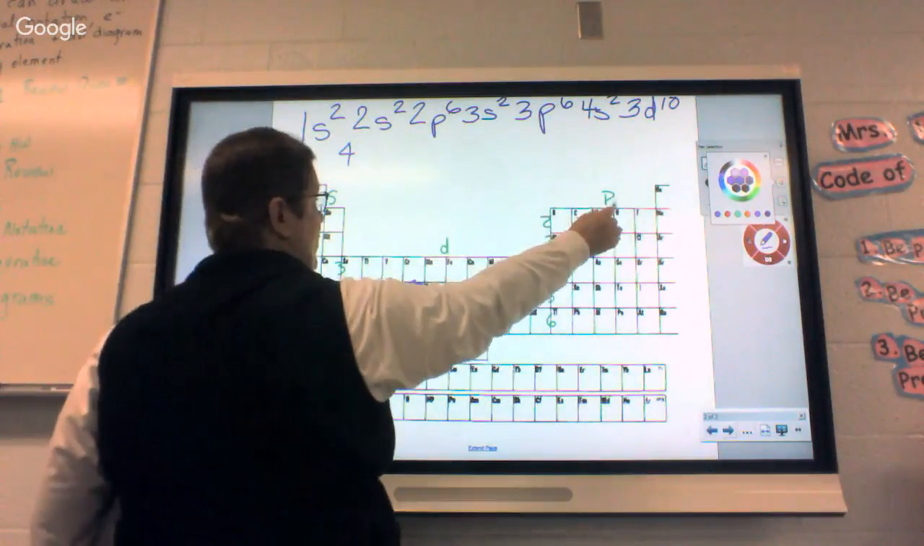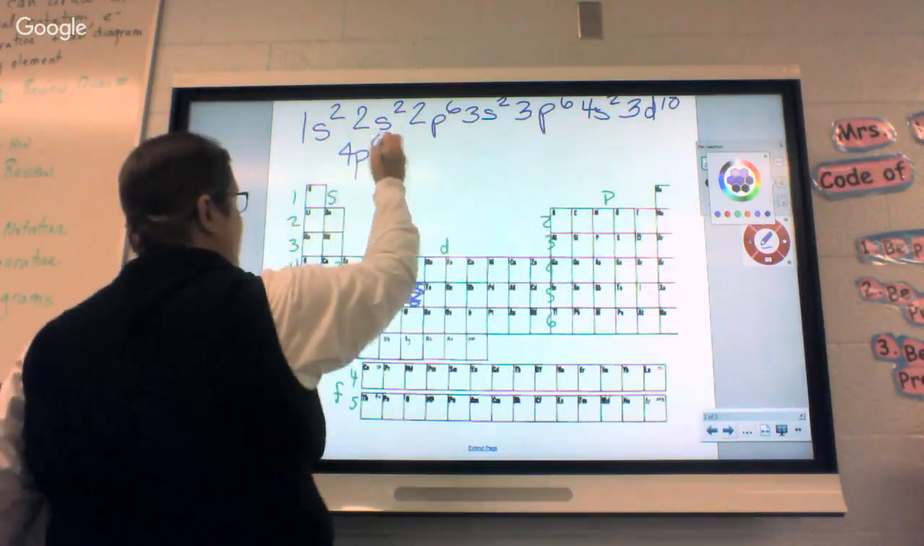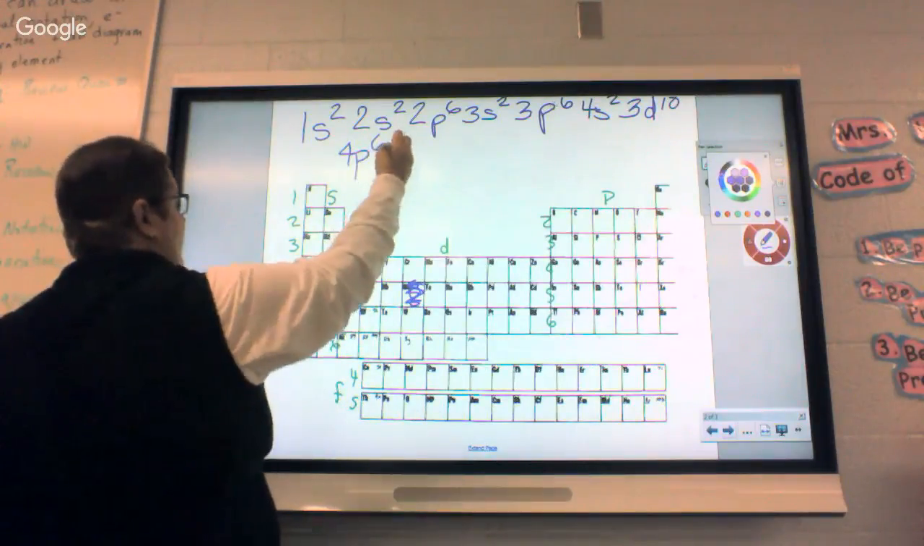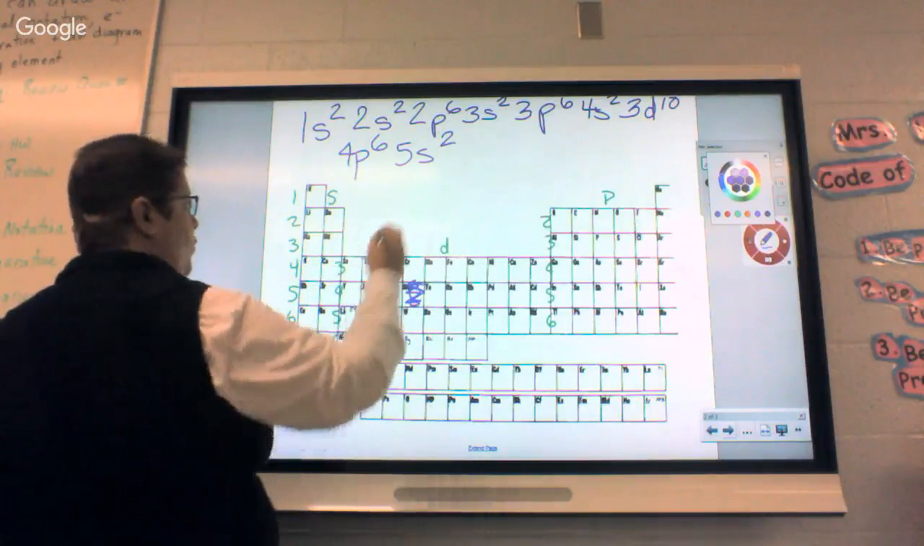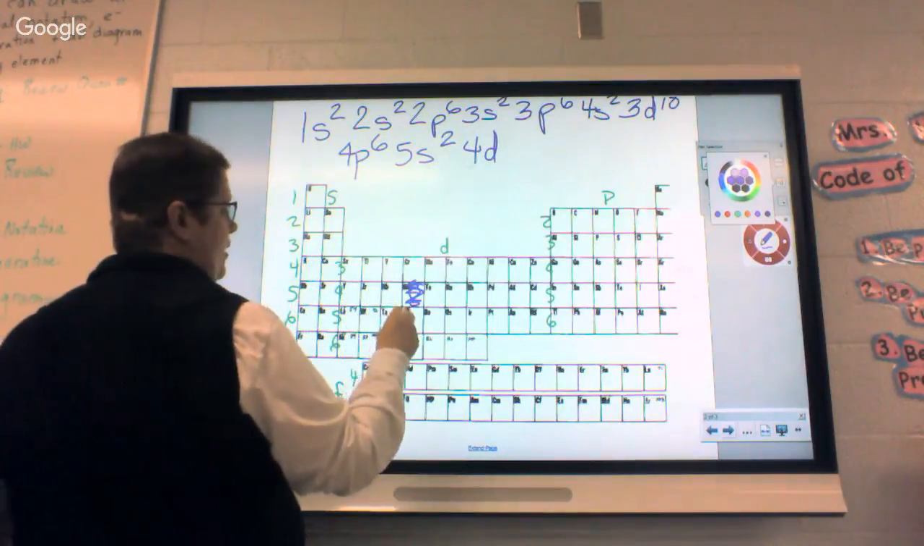And what block is this one? P. And how many do I have? I write 6. All the way back, I have what? 5S2, and then 4D. And how many do I have? 4.